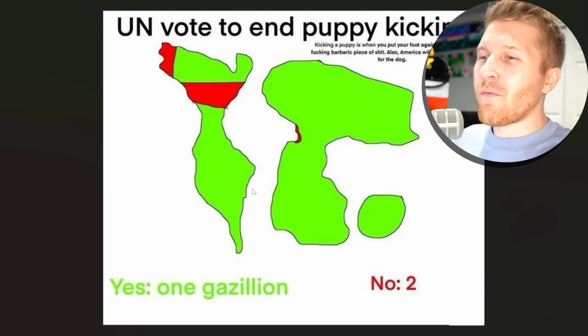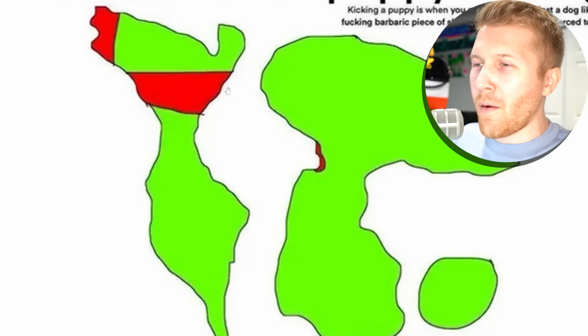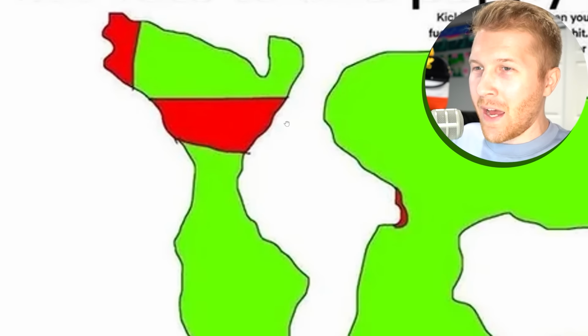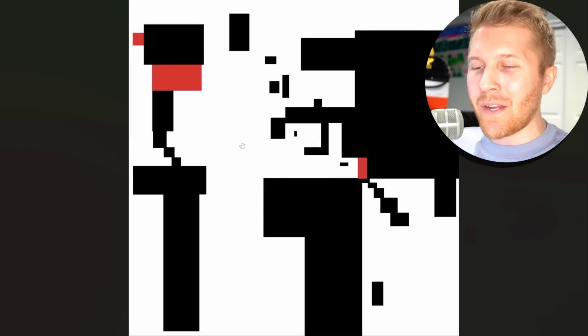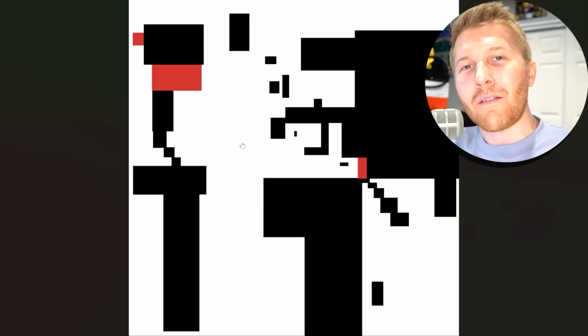But how about this one? The UN vote to end puppy kicking. I guess the US and Israel don't want that one either. The pattern recognition is now happening where you can literally look at just ink blots. What are those called? From like, what do the psychiatrists show you?